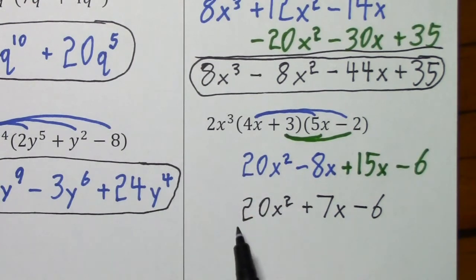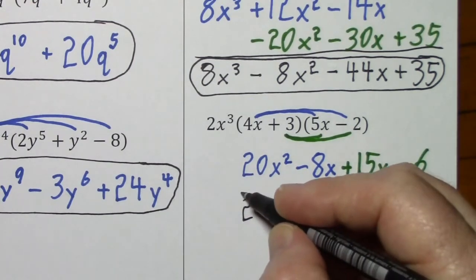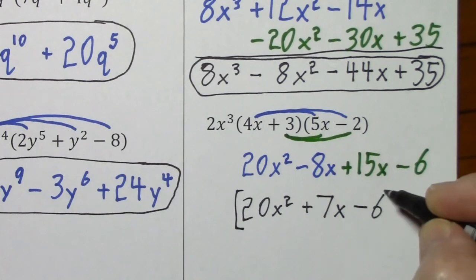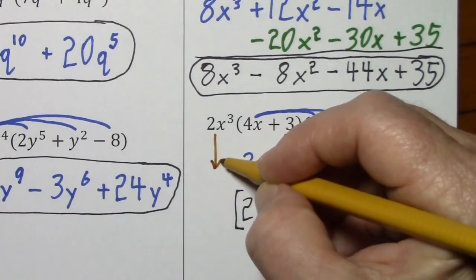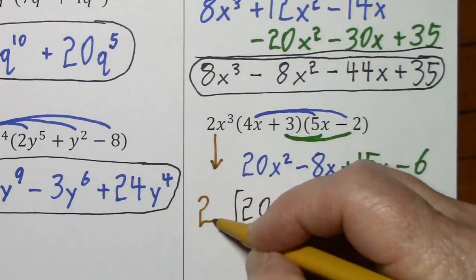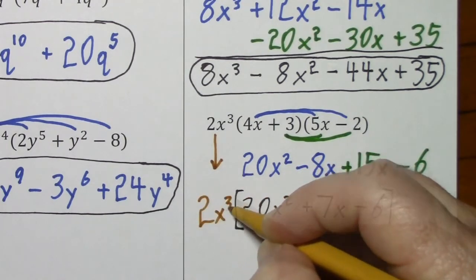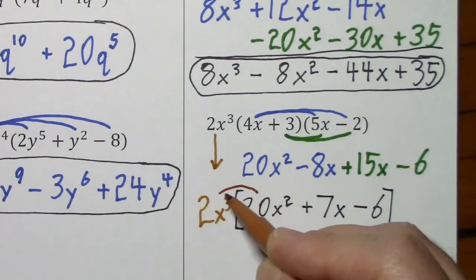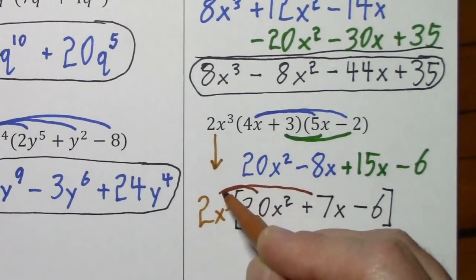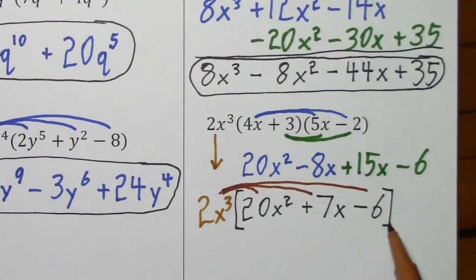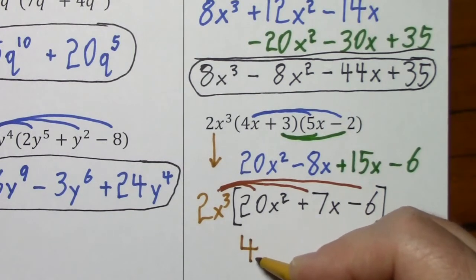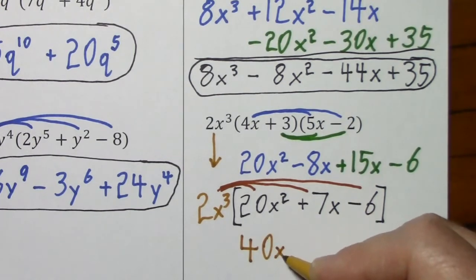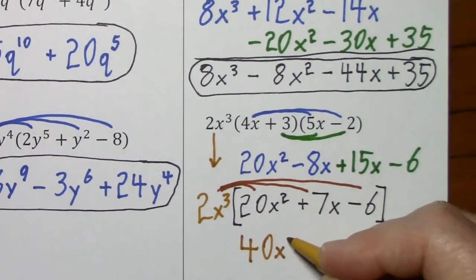This 2x to the third is going to have to distribute to each term. So I'll put a bracket here and then simply bring down 2x to the third. Now this is going to get distributed to each term inside the brackets. You could put parentheses here if you felt like it. So this gives us adding exponents.